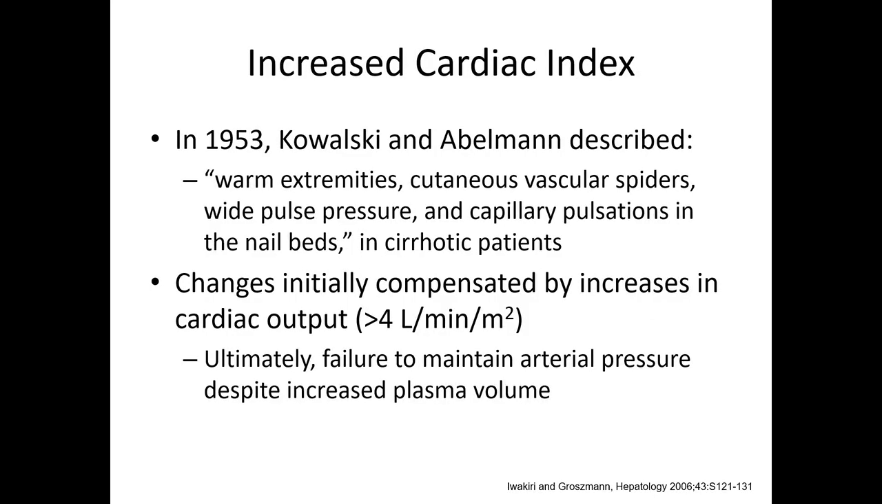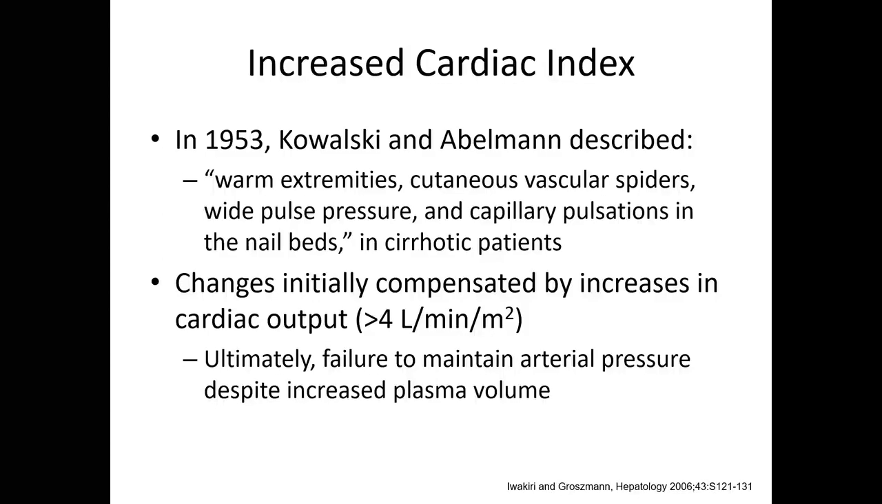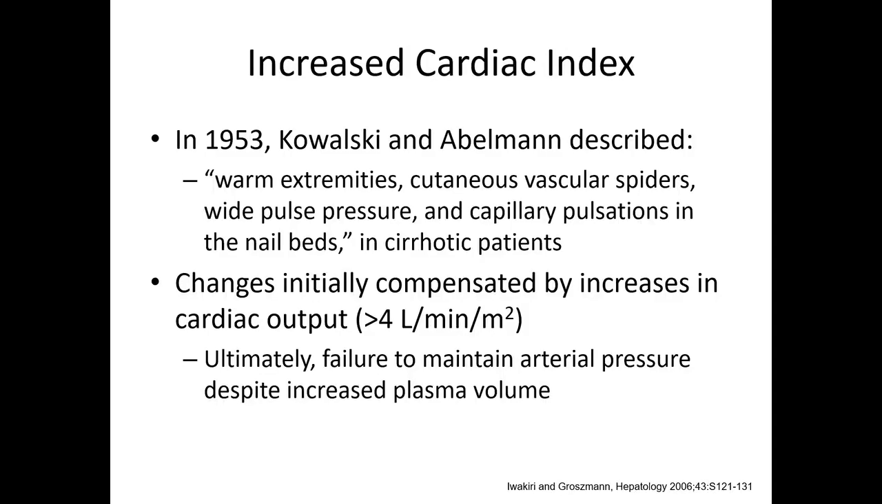In 1953, Kowalski and Abelman described, quote, warm extremities, cutaneous vascular spiders, wide pulse pressure, and capillary pulsations in the nail beds in cirrhotic patients. These changes are initially compensated by increases in the cardiac output to greater than 4 liters per minute per meter squared. However, ultimately, there is failure to maintain an arterial pressure despite increases in plasma volume.